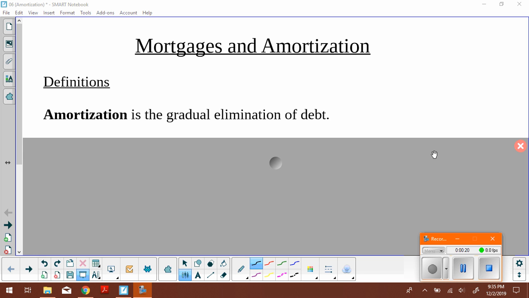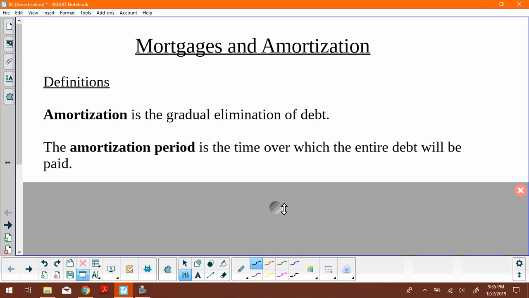So the first one at the top of your handout, amortization, just means the gradual elimination of debt. So to amortize something means to take on a debt load and then gradually pay it off, which we've been talking a bit about with annuities. Okay, the amortization period is the time over which the entire debt will be paid.